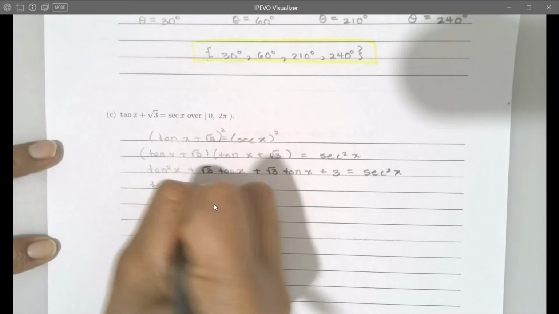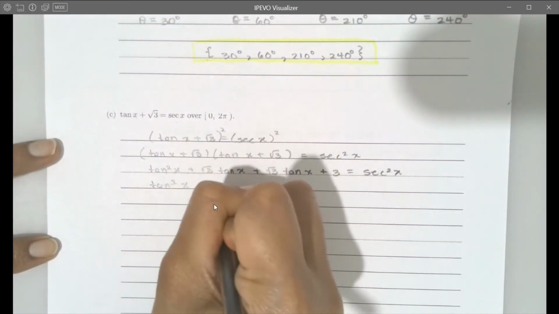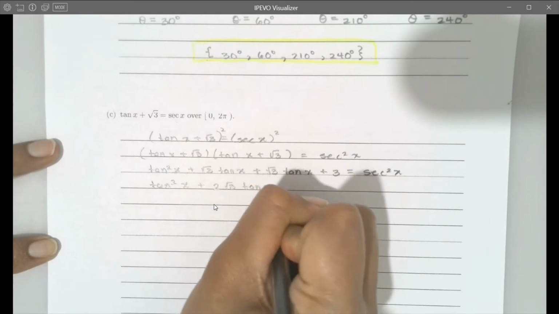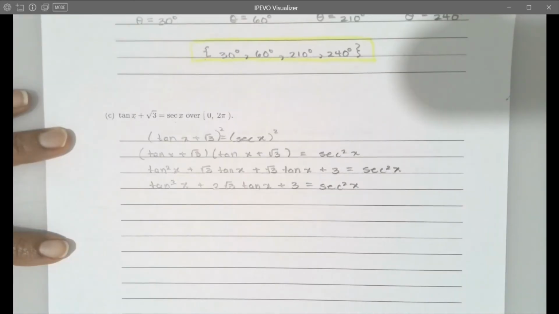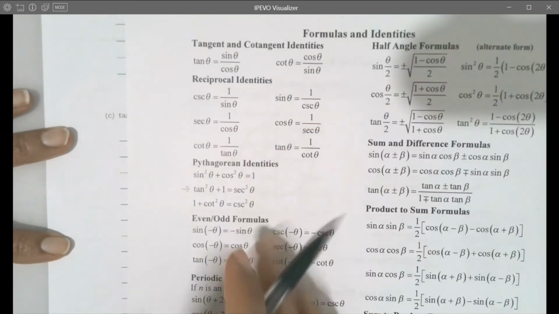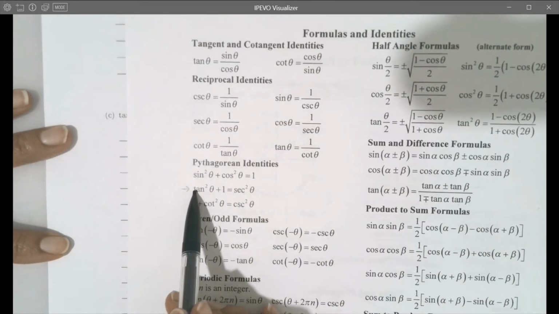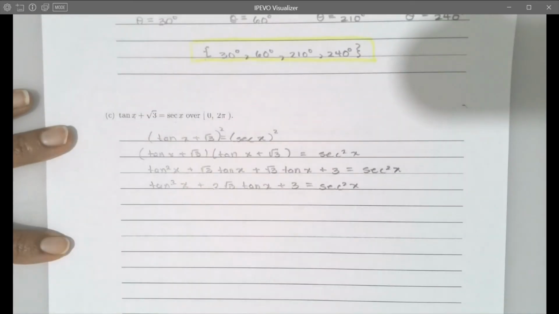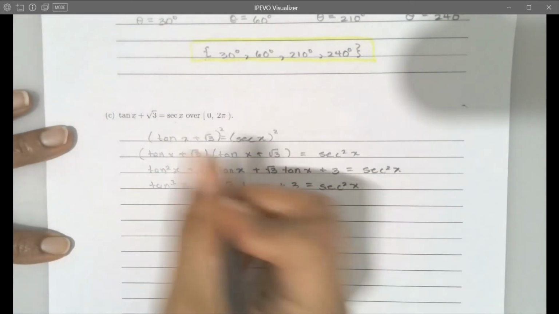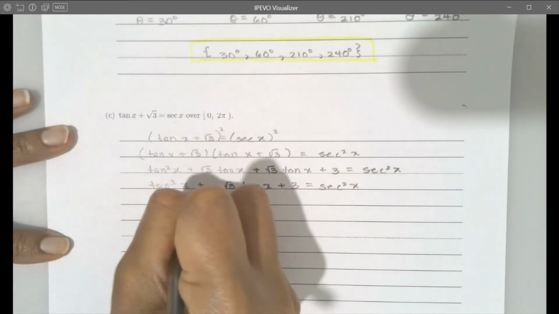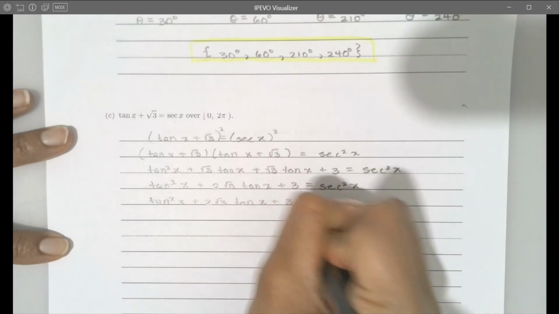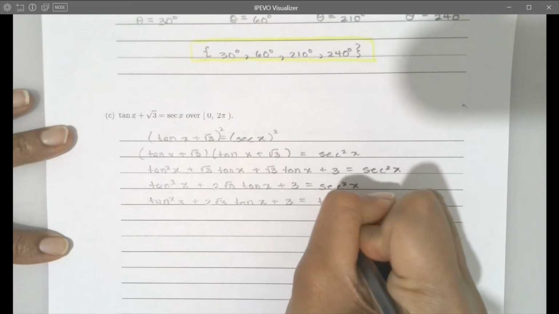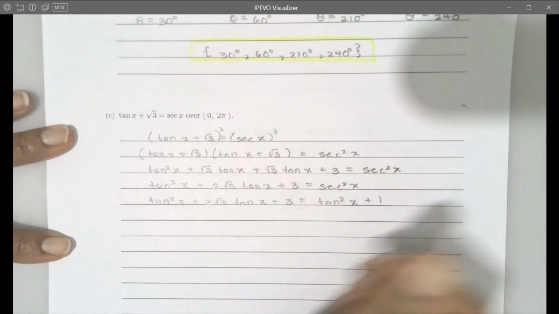Alright, so combining the like terms, which are the middle two terms, we're going to get 2 radical 3 tan x plus 3 is equal to secant squared x. So now we're ready to apply the Pythagorean identity. The Pythagorean identity says that secant squared of an angle is equal to tangent squared plus 1. So we're going to replace the right-hand side with that expression. And so we'll get tan squared x plus 2 square root of 3 tan x plus 3 is equal to tan squared x plus 1.